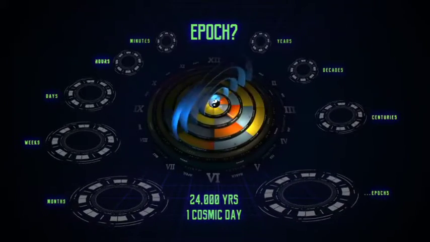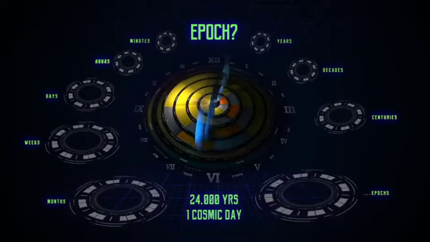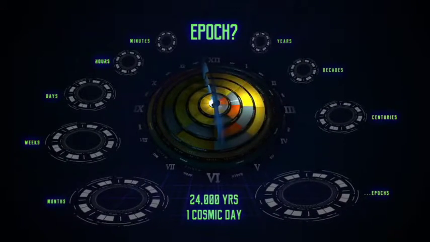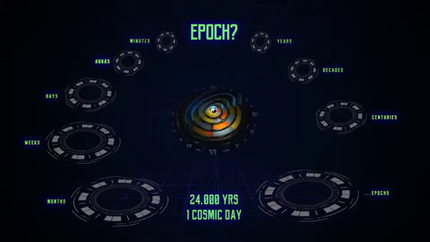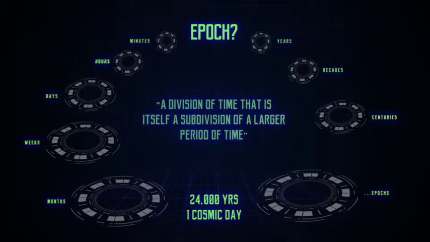So in order to understand our calendar better, we need to break down something known as an epoch. Our epoch here is going to be 24,000 years for one full cycle. What is the definition of an epoch? A division of time that is itself a subdivision of a larger period of time.